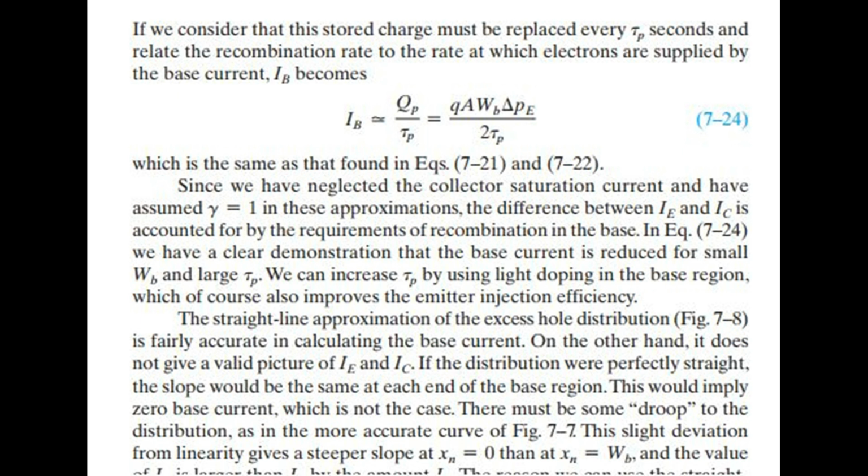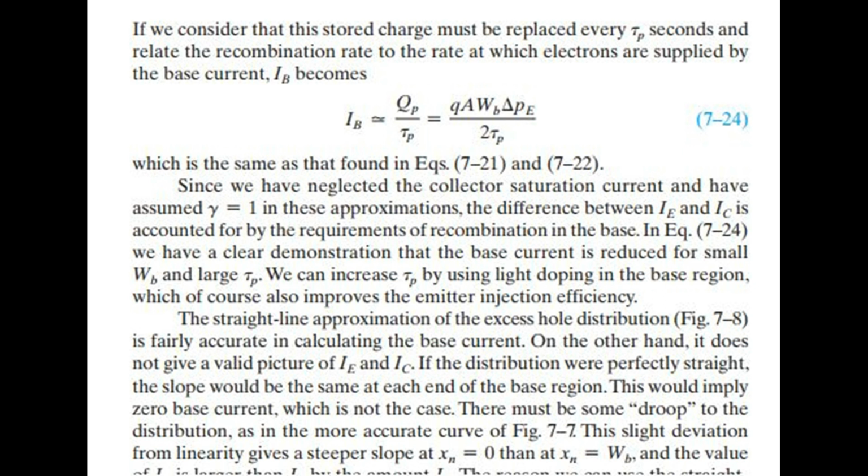Since we have neglected the collector saturation current and have assumed G equals 1 in these approximations, the difference between emitter current and collector current is accounted for by the requirements of recombination in the base. In Equation 7-24, we have a clear demonstration that the base current is reduced for small W_B and large tau_p. We can increase tau_p by using light doping in the base region, which of course also improves the emitter injection efficiency.